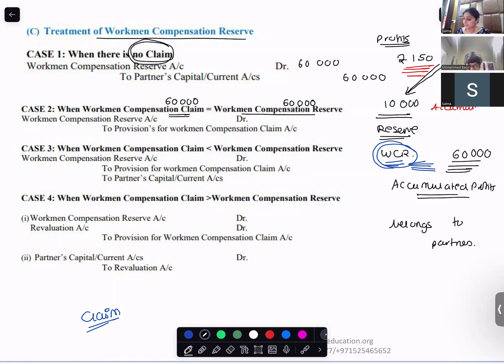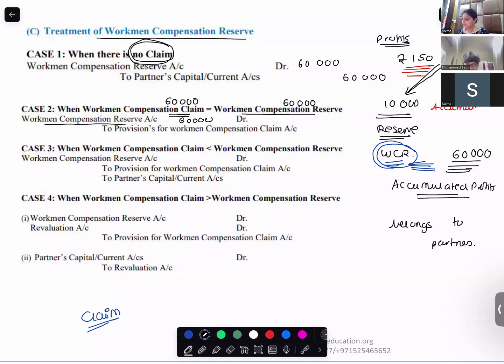You will close the workman compensation reserve. You will do workman compensation reserve debit 60,000, because that has to close irrespective of anything. And instead of crediting partners' capital account, you will credit the claim account. Instead of giving it to the partner, you are going to give it to the worker. So it will go to the worker's claim account.